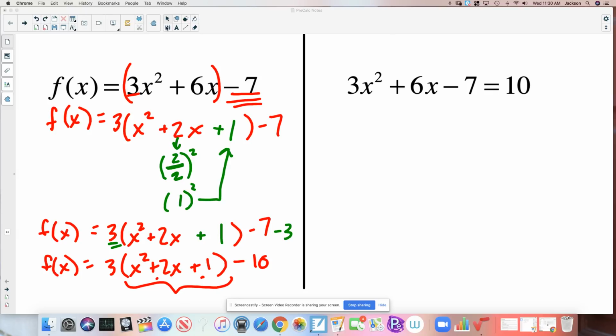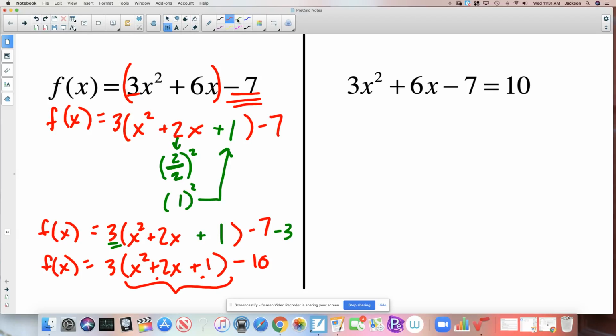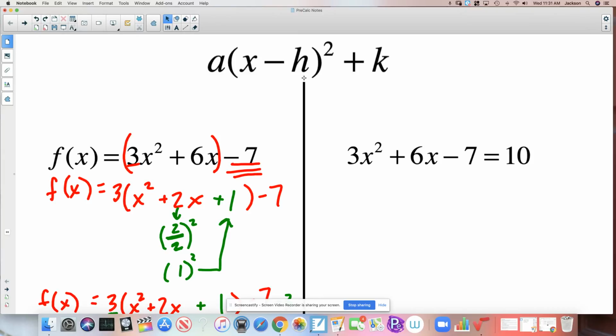Okay. One last intro video here on completing the square. The two previous videos talked about why we complete the square. Remember that we're completing the square so that we end up with this standard form or vertex form of a quadratic.